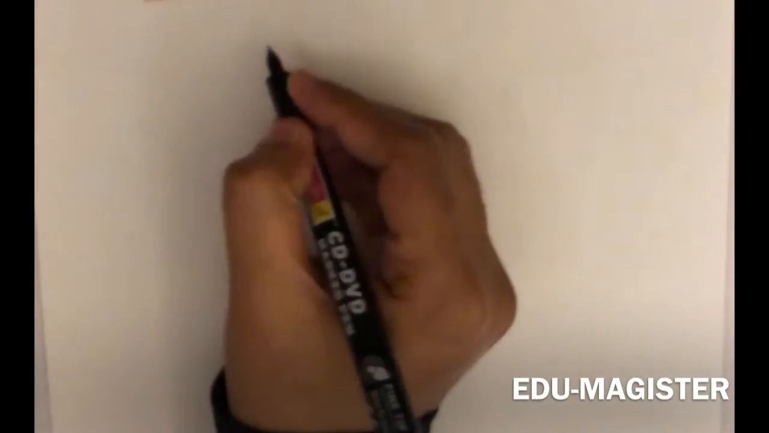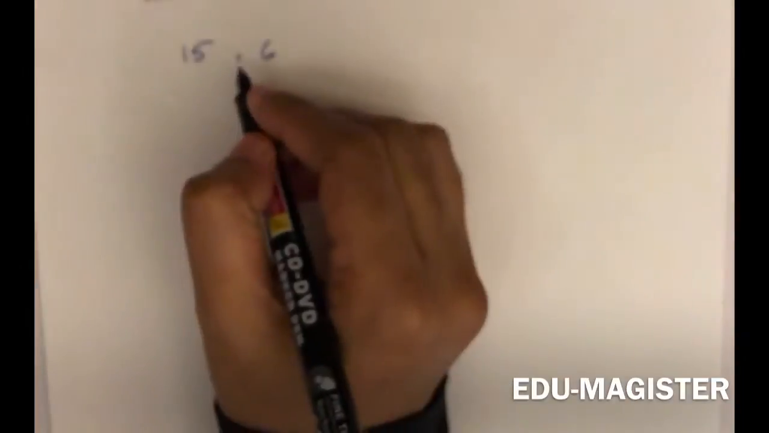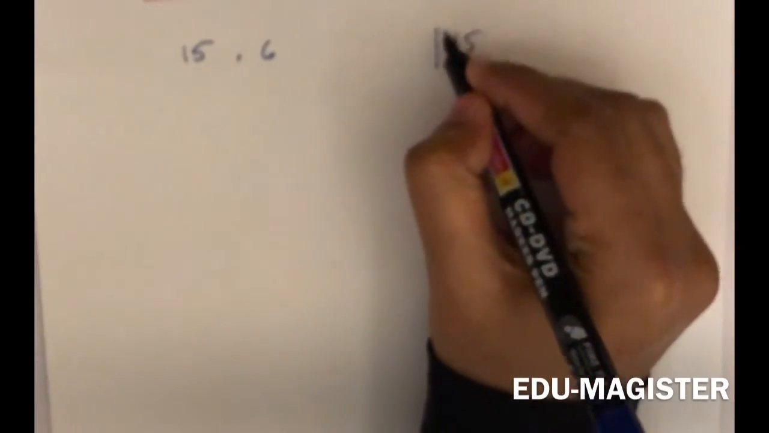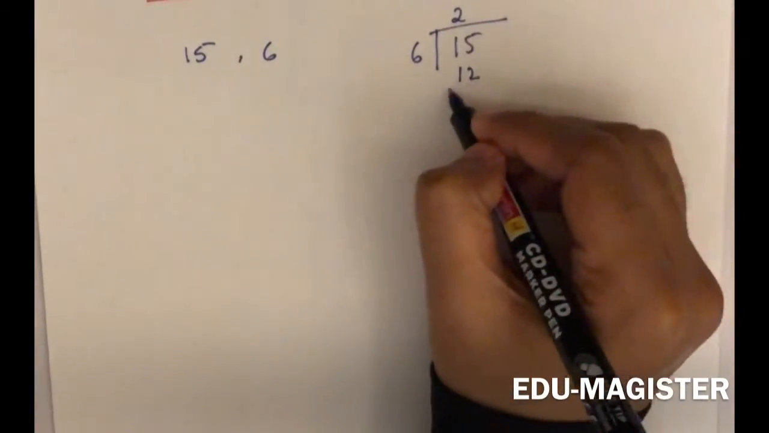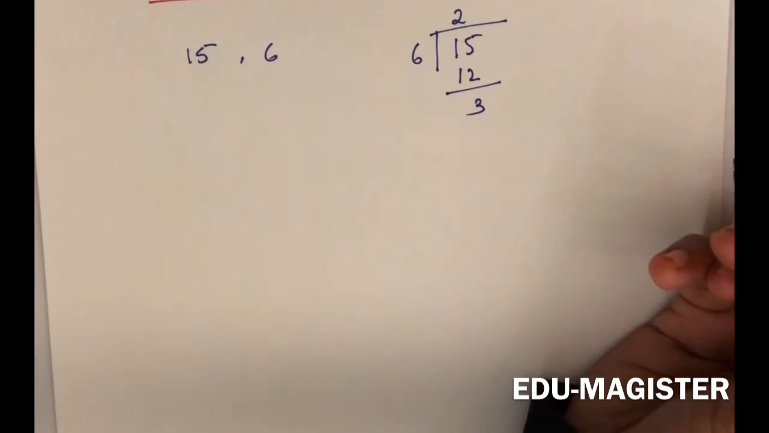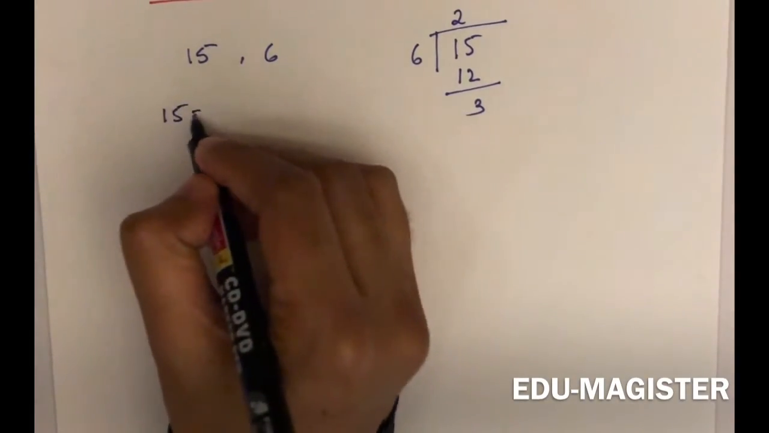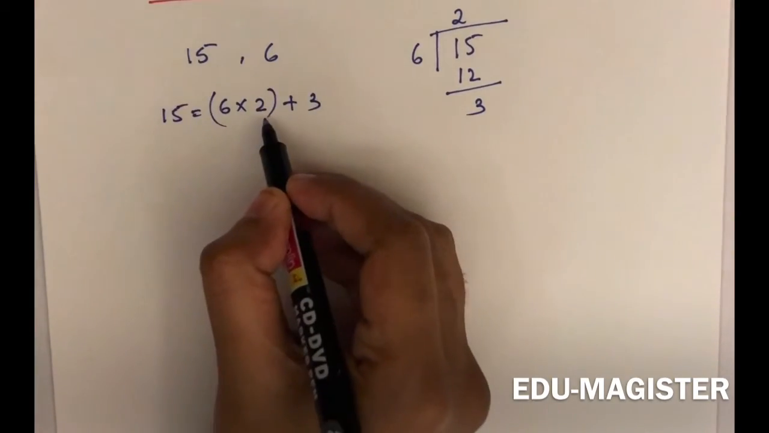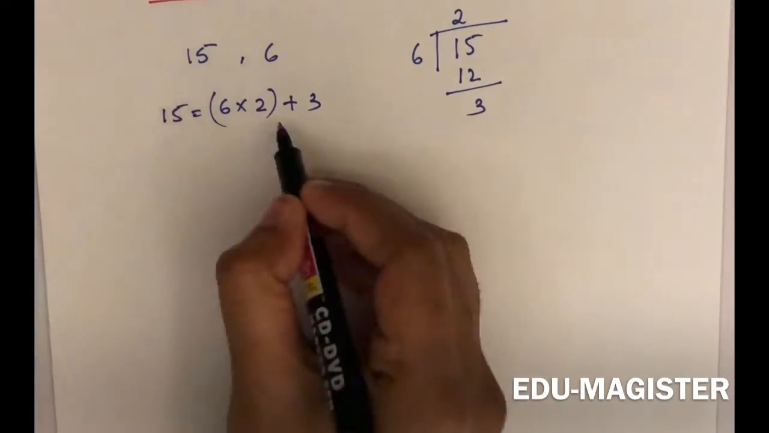Let's consider two random numbers, say 15 and 6. Let's try dividing 15 by 6. We know 6 times 2 is 12, so 12, remainder is 3. This is a simple long division method that we already know. So can I write 15 is equal to 6 into 2 plus 3? 6 into 2 is 12 plus 3 is 15, right?